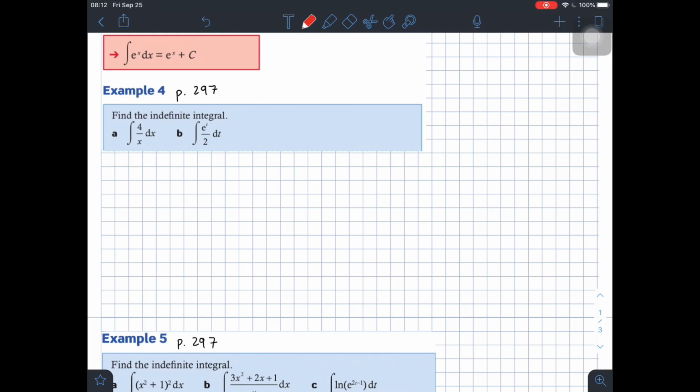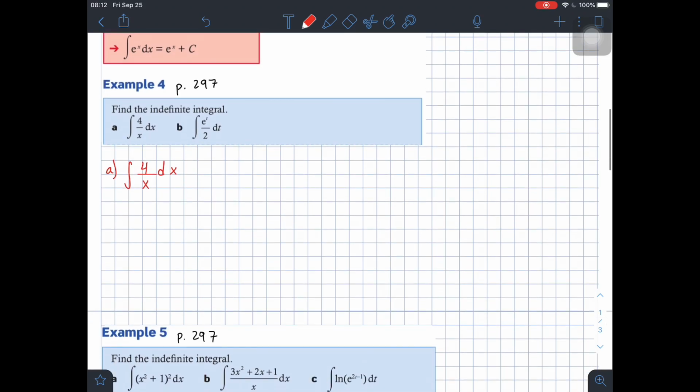It says, find the indefinite integral. We have for part A, we want to find the integral of 4 over x dx. To do this, it'll be convenient that, for example, we take the 4 out of the integrand, put it outside since it's a constant number. So this is the same as saying 4 times the integral of 1 over x dx, right? And by what we just learned, the integral of 1 over x is natural logarithm of x. So this would be 4 times natural logarithm of x plus c. Don't forget the plus c. And this would be the answer for this particular integral.